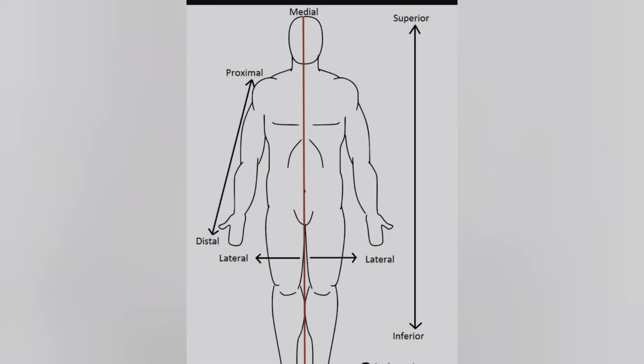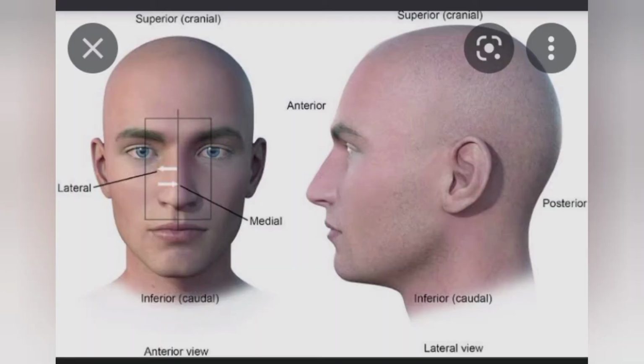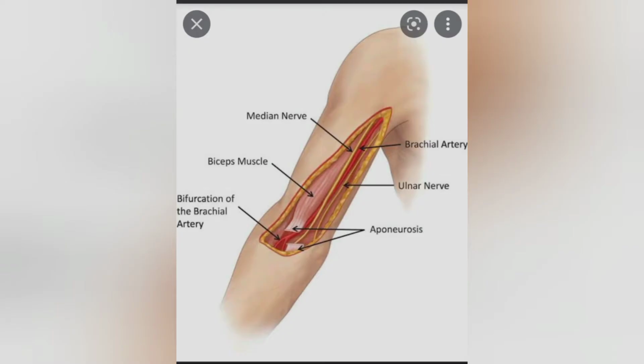Medial and lateral. Imagine a line in the sagittal plane, splitting the right and left halves evenly. This is the midline. Medial means towards the midline, lateral means away from the midline. Examples. The eye is lateral to the nose. The nose is medial to the ears. The brachial artery lies medial to the biceps tendon.